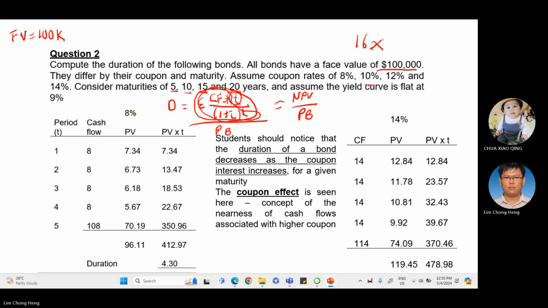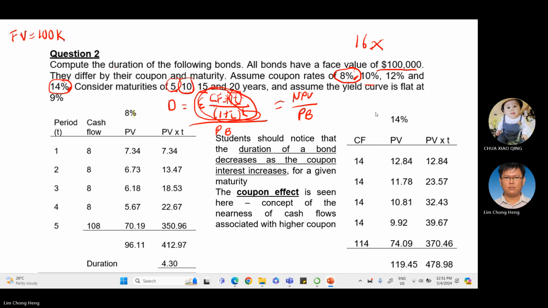But for me, my purpose is to show you the coupon effect. So I just calculate 8% and 14% for 5 years. Then for you, your homework, you need to calculate 8% and 15%, 10 years. Okay. 10 years is your homework.